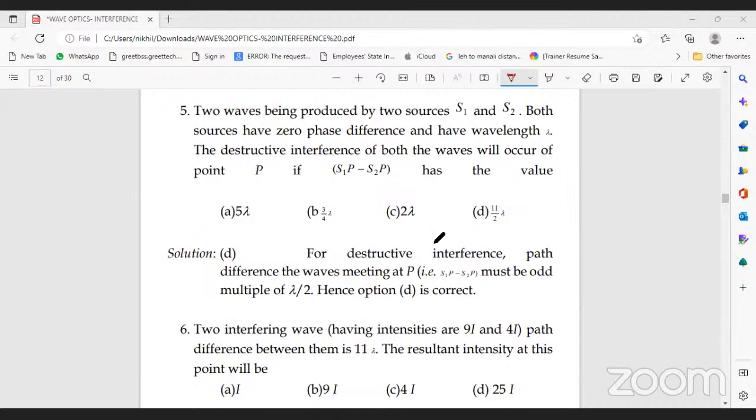Come to this. How many waves are taking place here? Two waves, S1 and S2. They have 0 phase difference. Phase difference is 0 means, can you tell me the corresponding wavelength it has? Lambda. If the phase angle is 0, what type of interference is going to take place?